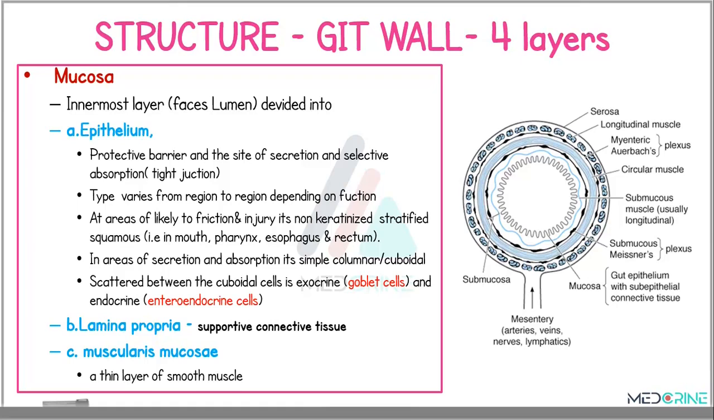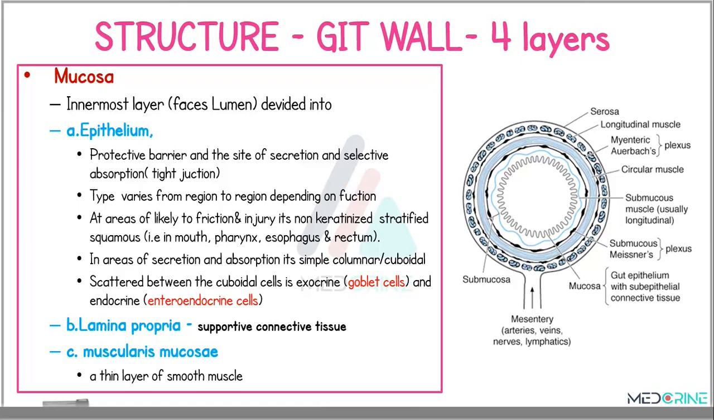The epithelium of the mucosa is a protective barrier and the site of secretion and selective absorption of food. This epithelium type varies from region to region depending on the function along the GIT. At areas which have more likelihood of friction and injury, the epithelium is a non-keratinized stratified squamous epithelium, for example in the mouth, the pharynx, esophagus, and the rectum. In the other areas of secretion and absorption, the epithelium is a simple columnar or cuboidal epithelium. In between the cuboidal cells, we have the scattered exocrine and endocrine glands.